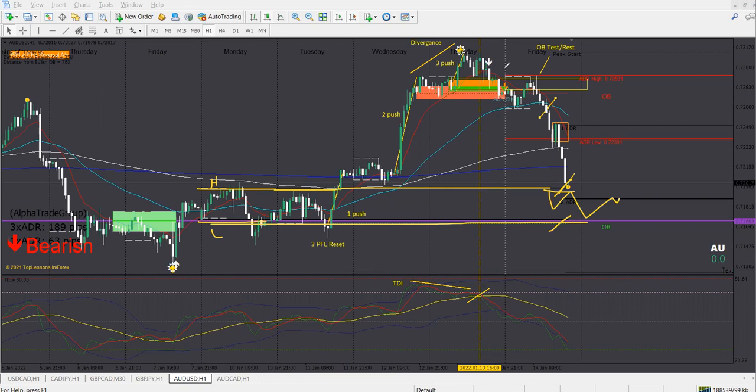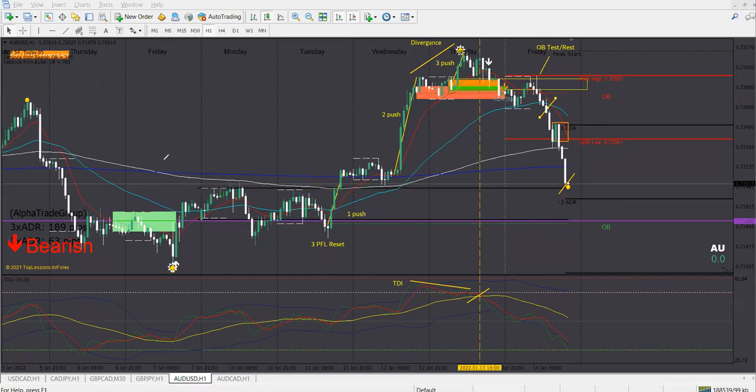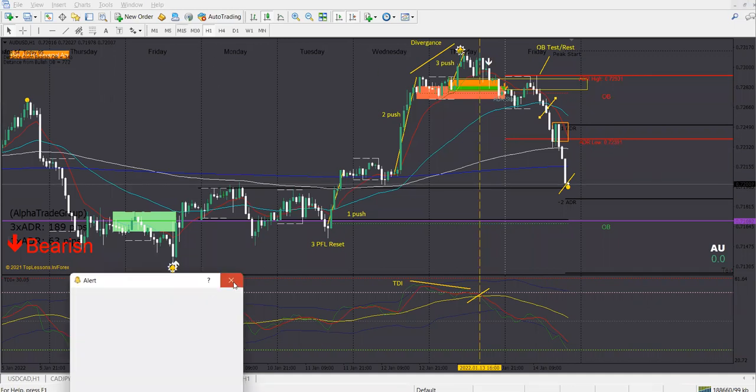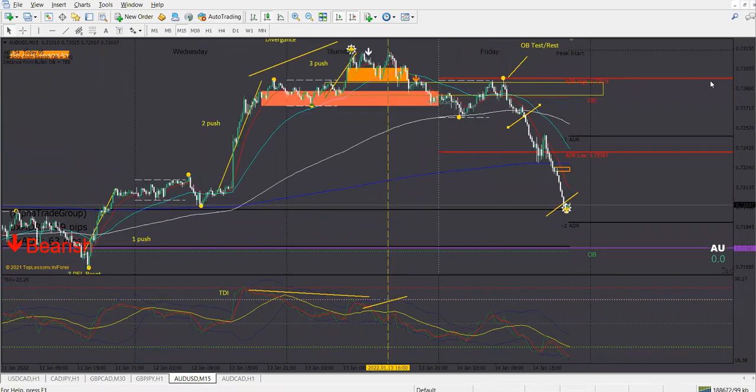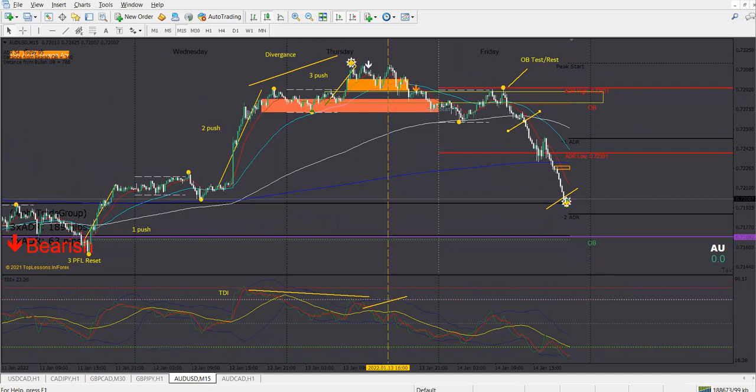So now let's hop on to M15. I'm going to go ahead and clear this. So we already know our direction. So let's go down to M15. And here is where you would most likely do your execution of your trades. Okay.